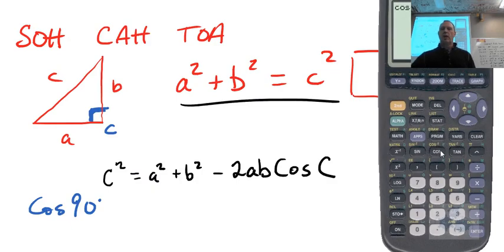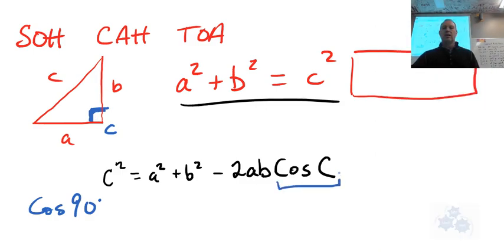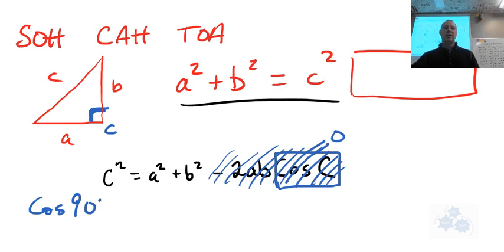I'm going to do it as well. Cos of 90 degrees, and you get a big fat 0. So look at this. If we are talking about a right triangle, because cos of C is 0, guess what? This whole thing, because they're all multiplied together, is 0. And if C is 90, what do we have? We have the beloved Pythagorean theorem.